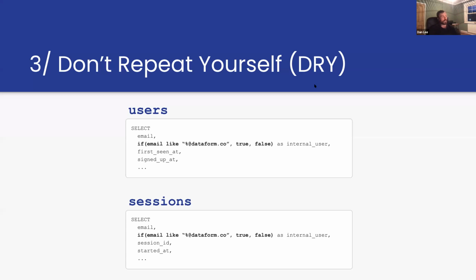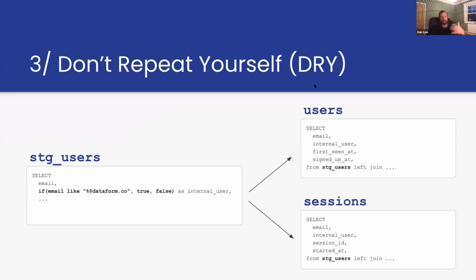So instead, we define an intermediate table where we pull out the email address and annotate it with this field, internal user. Now in all of our downstream queries, rather than having to write out this if statement over and over again, we can pull in that field from staging users, and everything else benefits. So if we ever do update our email address, we can just update this one piece of code in one file and everything else will benefit.